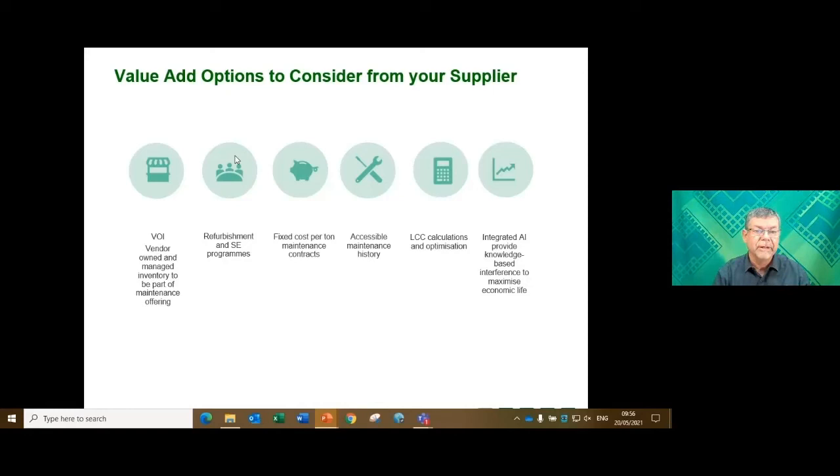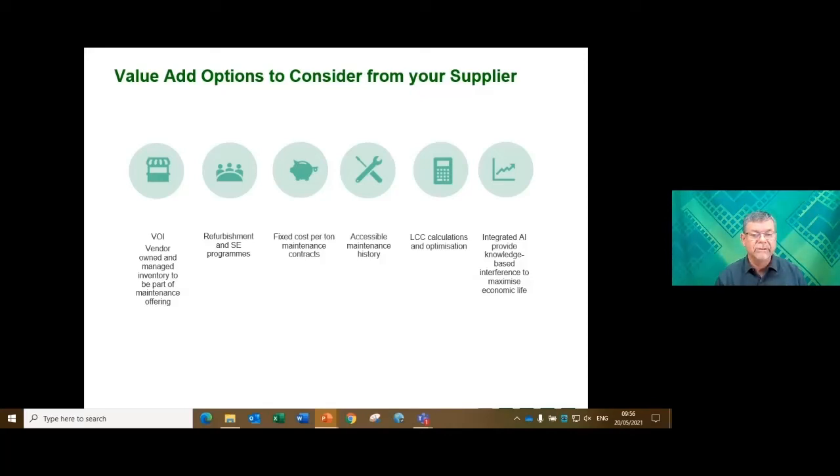Okay, now when you look at the maintenance aspect of any production plant, and we're talking about an integrated maintenance plan, here are some of the value-add options to consider from your supplier, getting them involved in the maintenance and relying on their expertise. The first one is vendor-owned and managed inventory.